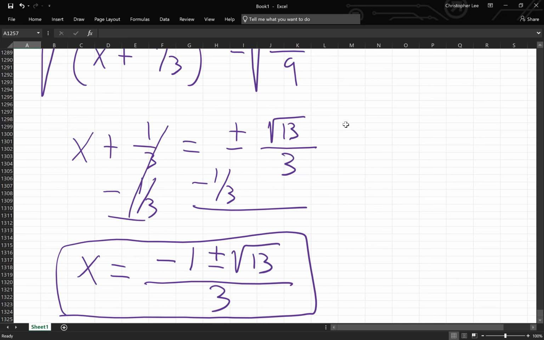If you're entering this answer on your homework, the small answer would be -1 minus square root 13 over 3. The big answer would be -1 plus square root 13 over 3. Right? And that's that.